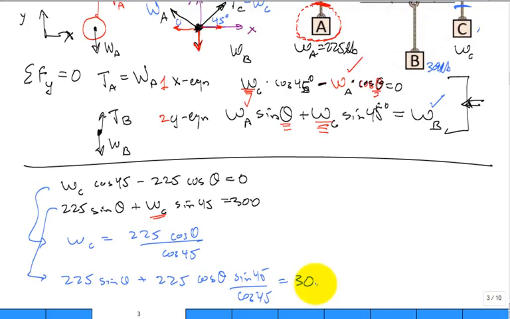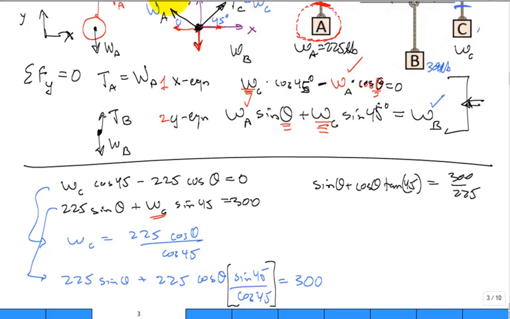And then you say, okay, guess what? Did I erase a number? This is supposed to be 300, isn't it? So now this is 300 divided by 225. And then I'm going to have the sine of theta plus the cosine of theta times the tangent of 45. True, false? Sine over cosine is tangent of 45? Does this give me the tangent?